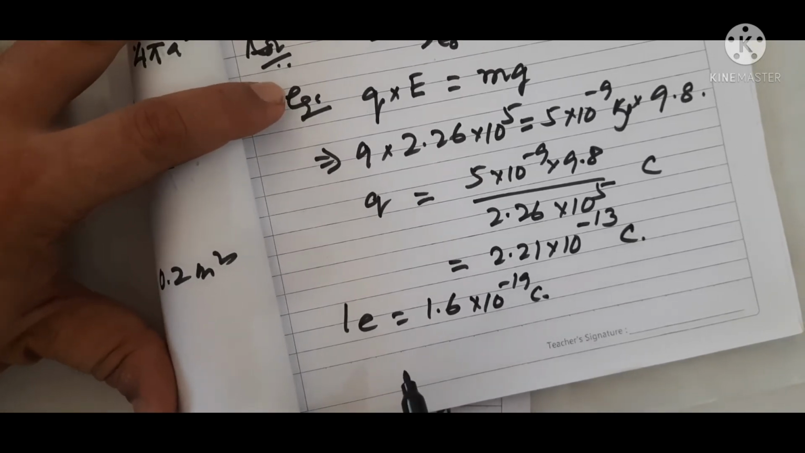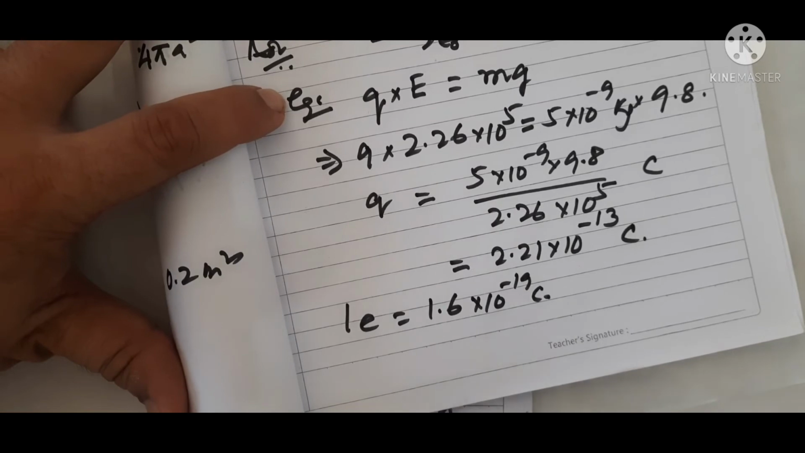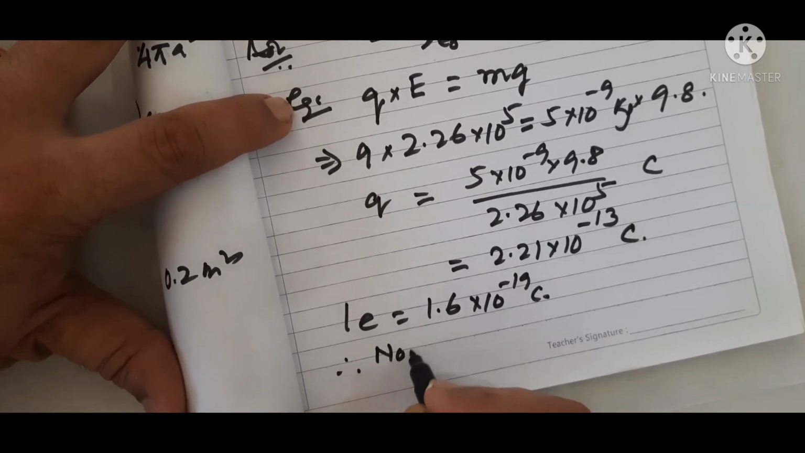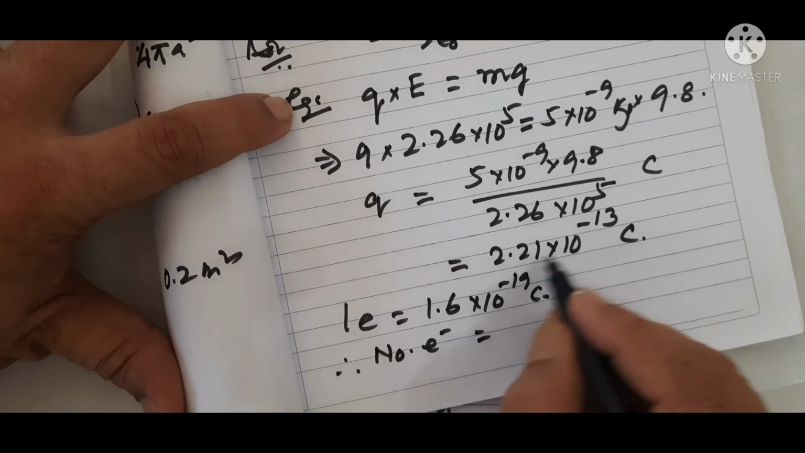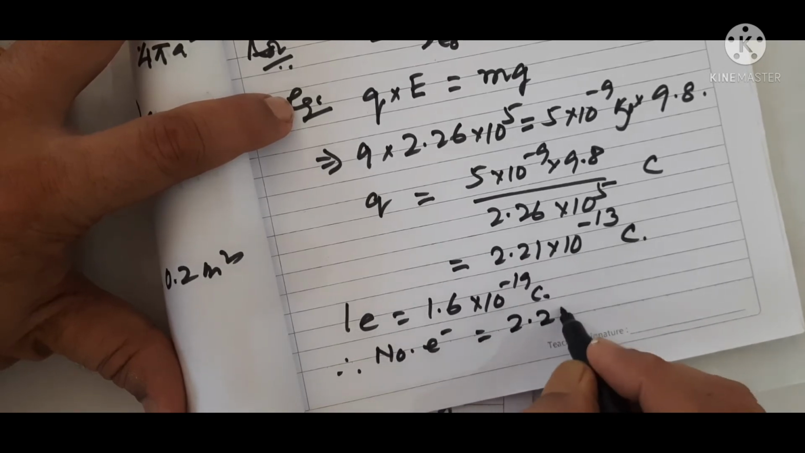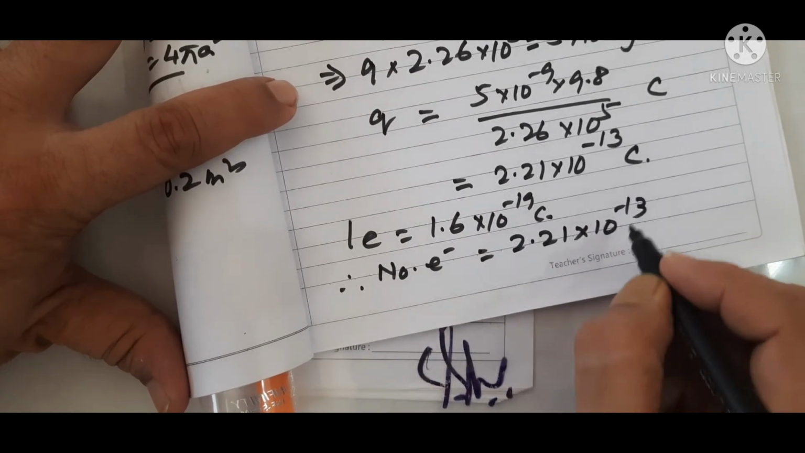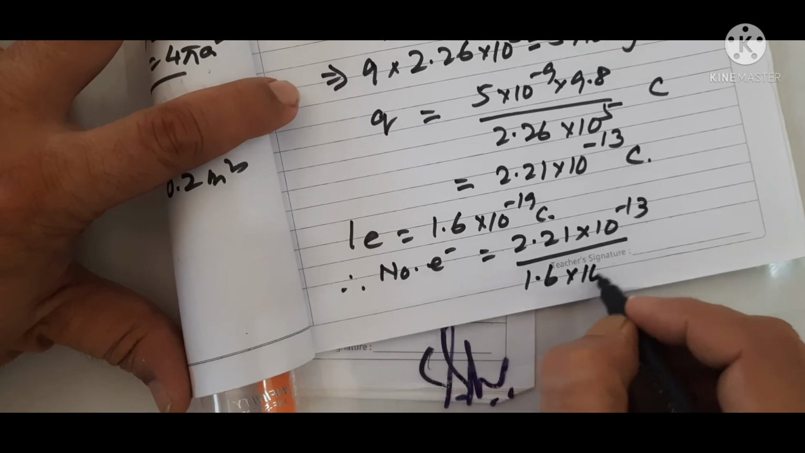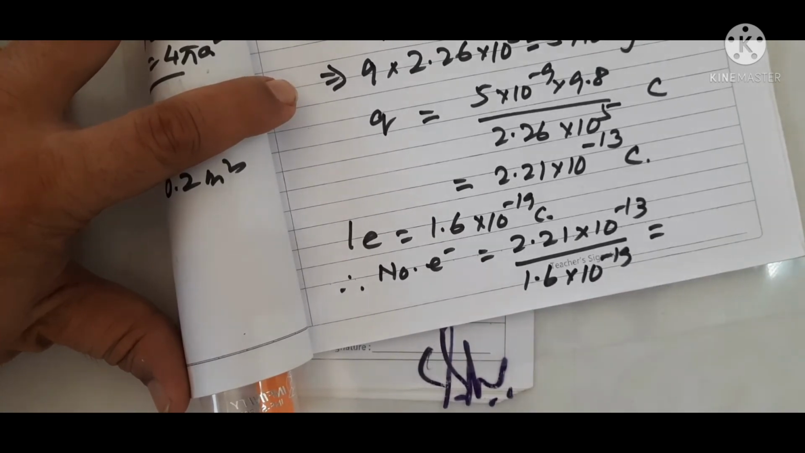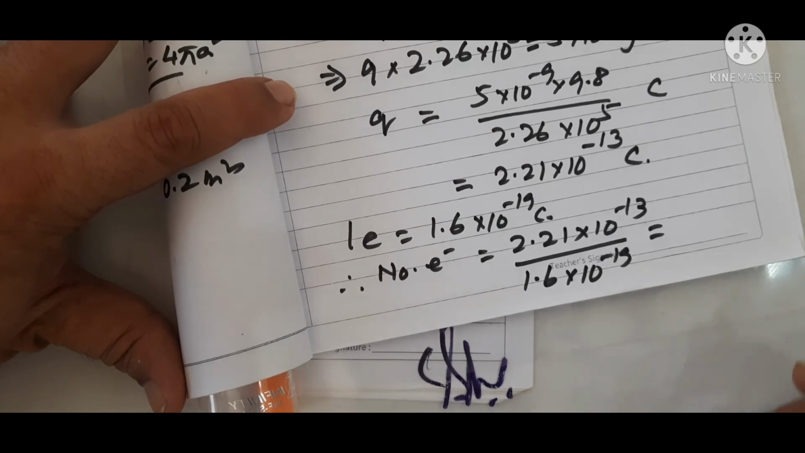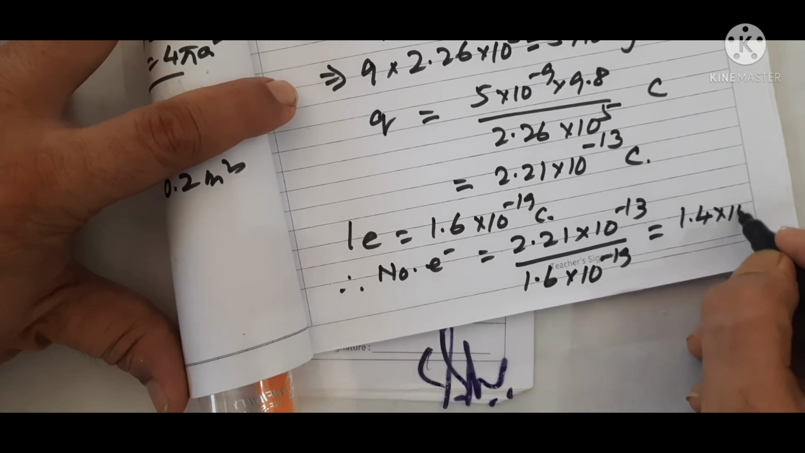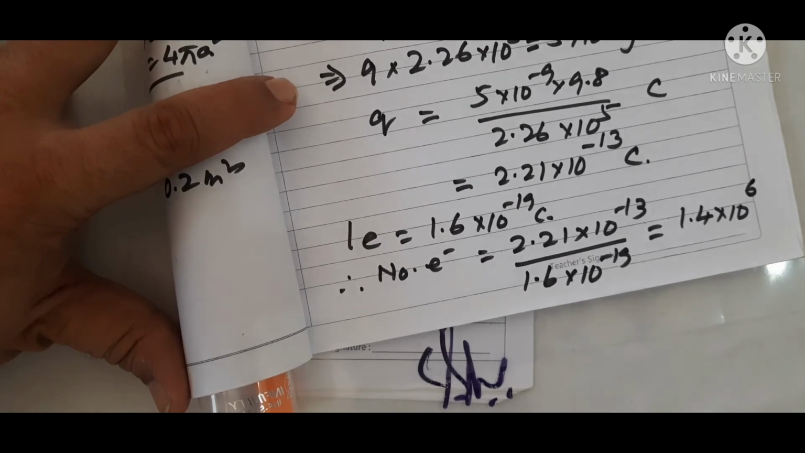So the number of electrons: the total charge is this, and one electron has this much. So that is 2.21 into 10 to the power minus 13 by 1.6 into 10 to the power minus 19. If you calculate, you will get 1.4 into 10 to the power 6 electrons. That many electrons have to be removed.